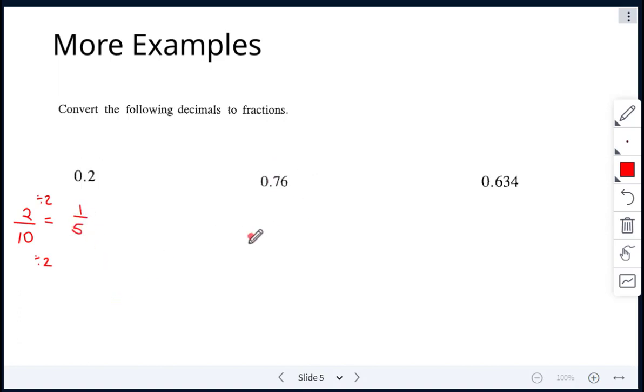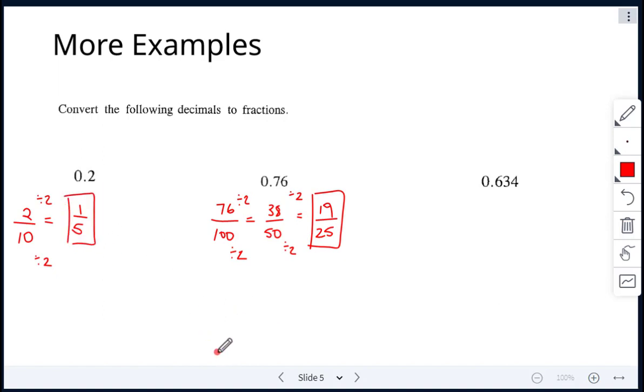All right, next example, we have 0.76, so that would be 76 over 100. Check to see if you can reduce that. If you ever get stuck, they're both even numbers, so we can divide the top and bottom by 2. That gives me 38 over 50. And then I can keep reducing. They're even numbers again, so I can divide by 2 again. Now I have 19 over 25, and now I can't reduce any further. So that would be my final answer for that one.